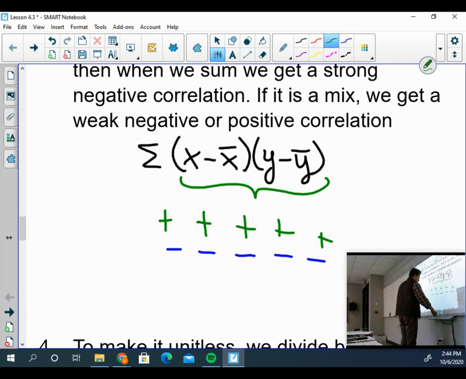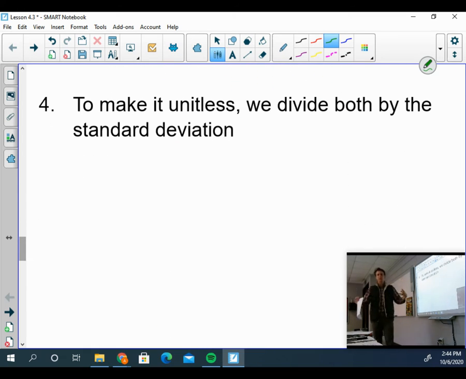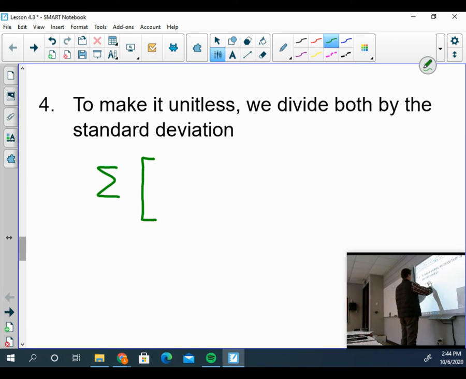But if I get a mixture of positives and negatives, that's going to be a weak correlation. It means we're kind of all over the place. So then what statisticians said is, well, what if we're dealing with big data values or small data values? We're going to divide by the standard deviation. So the formula evolved into this.